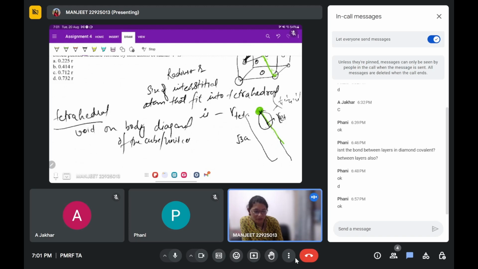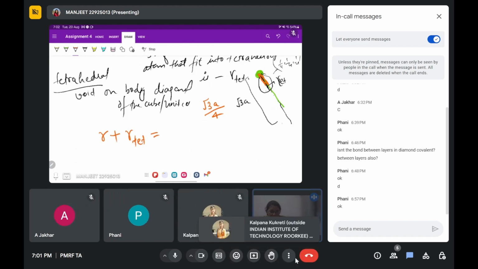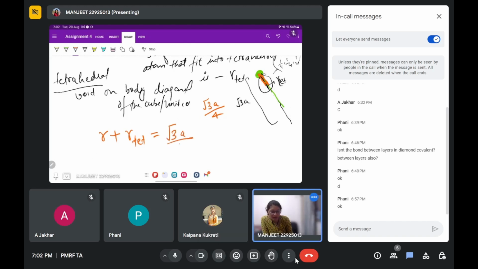So this distance, from this atom's center to this atom's center, will be root 3 a by 4. So now this R, that is the host atom radius, plus this atom radius, that is R tetrahedral, will equal 1 by 4th of your body diagonal. So it will be root 3 a by 4.